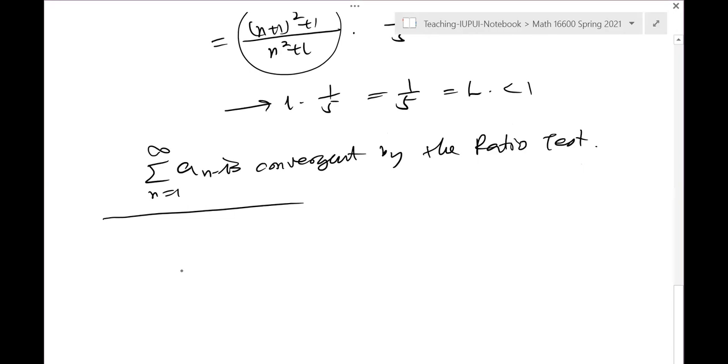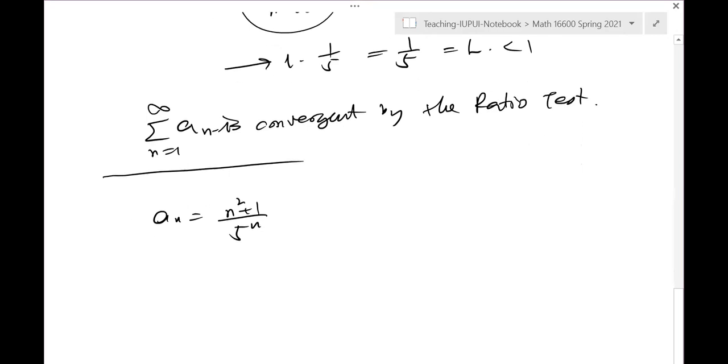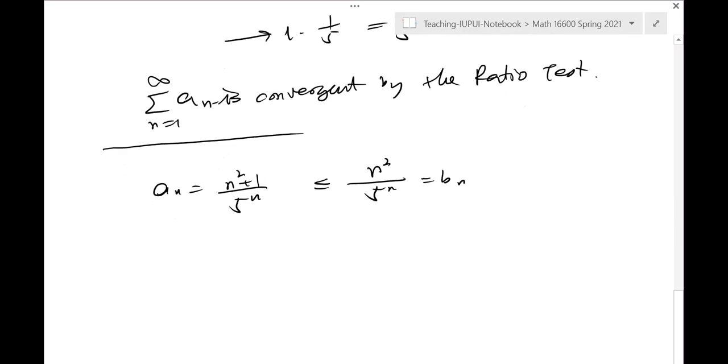Let's try to use a root test, right? a_n is going to be (n squared plus 1) over 5 to the n. So to use a root test, you can also combine it with a comparison test, maybe a little bit easier, because otherwise there's a +1 here, right? You can say it's less than or equal to n squared over 5 to the n, right? This is b_n, but how do you prove b_n is convergent, right?